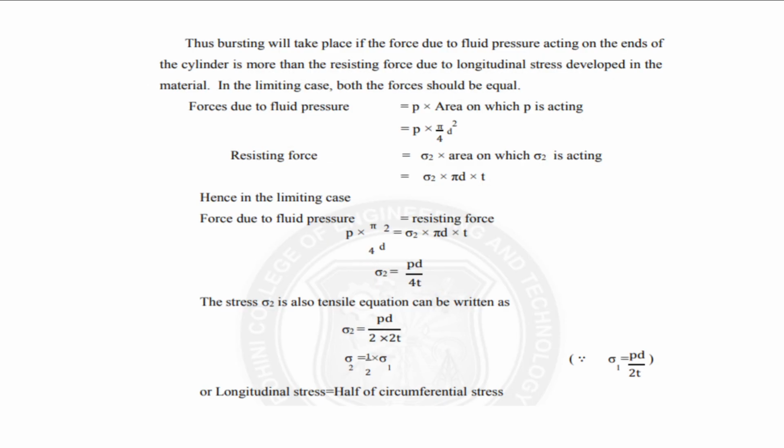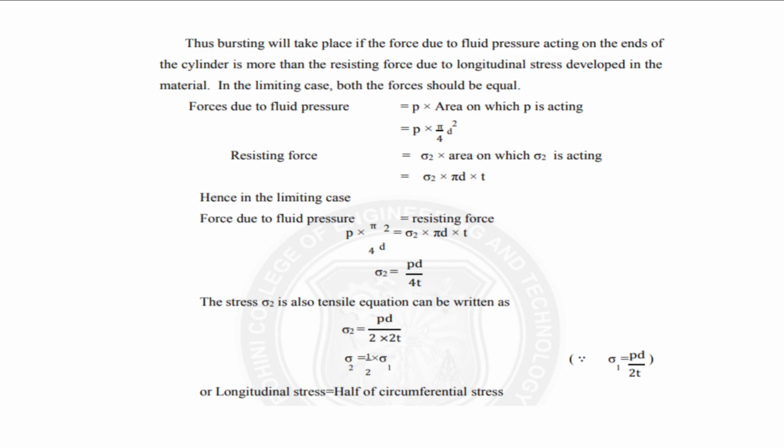Thus bursting will take place if the force due to fluid pressure acting on the end of the cylinder is more than the resisting force due to longitudinal stress developed in the material. In this limiting case, both the forces should be equal. Force due to fluid pressure is equal to P into the area on which P is acting, that is P into pi d square by 4. And resisting force is equal to sigma 2 into the area on which sigma 2 is acting, that is sigma 2 into pi d into t. Finally, we get sigma 2 is equal to Pd divided by 4t.